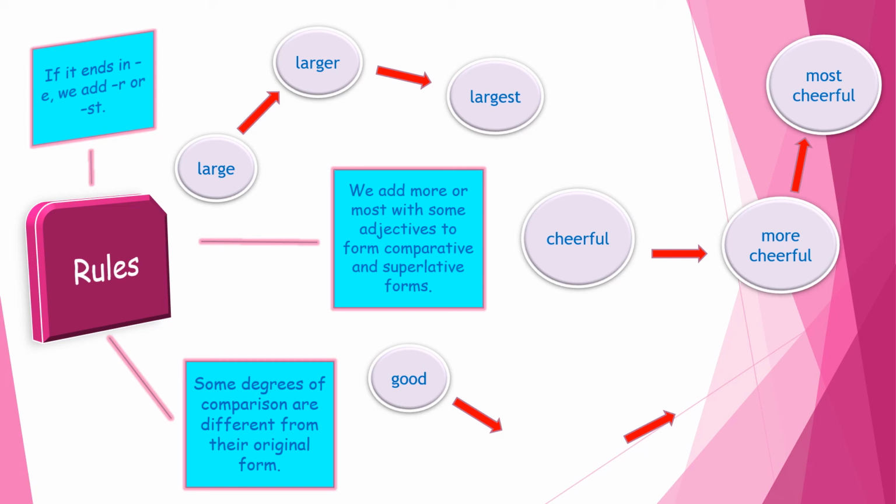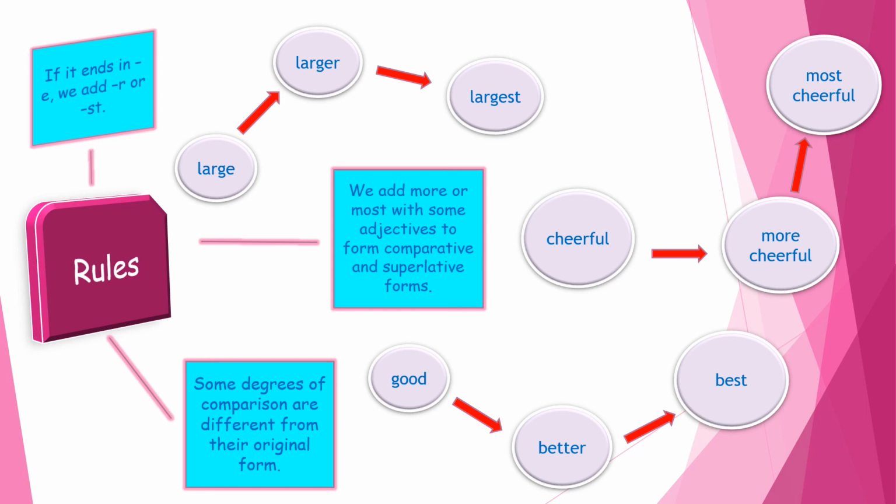A good book, a good person, a good meal. Good is a positive degree. The comparative is better. The spelling is changed without adding anything to it. And the superlative becomes best. Again, not adding anything, just the spelling of the word completely changes. So good, better, best. Good is positive, better is comparative, and best is superlative. So these are the 6 rules of adjectives, that is, degrees of comparison.